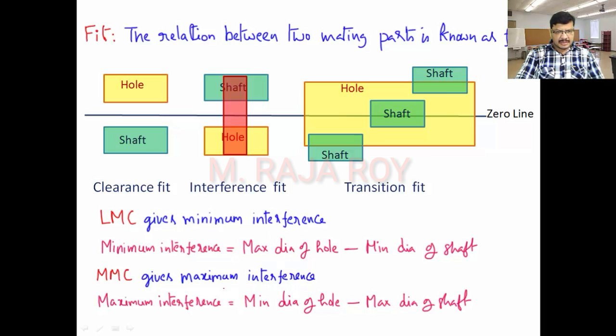So maximum material condition means you will get the minimum hole. So maximum material, it has to contain. It has to contain the maximum material means automatically hole size will become minimum. And maximum shaft dia, it is containing maximum material means shaft dia will become maximum. So automatically you will get the maximum interference.